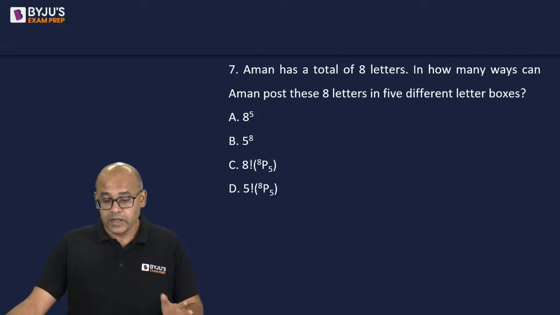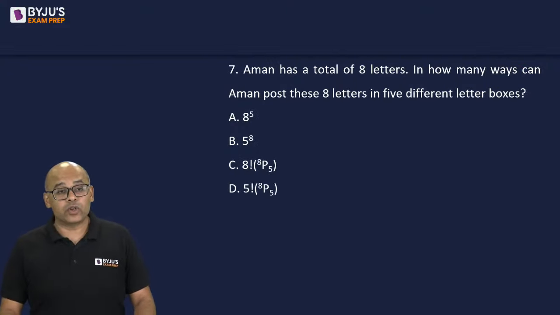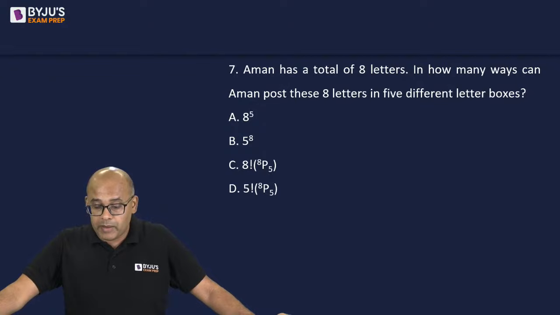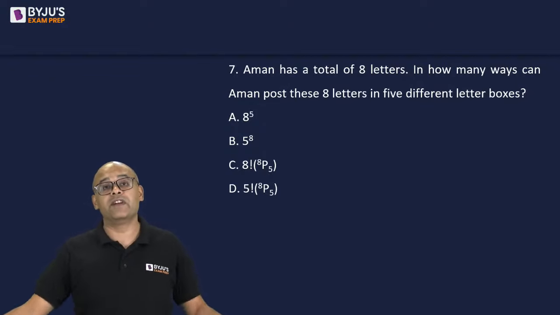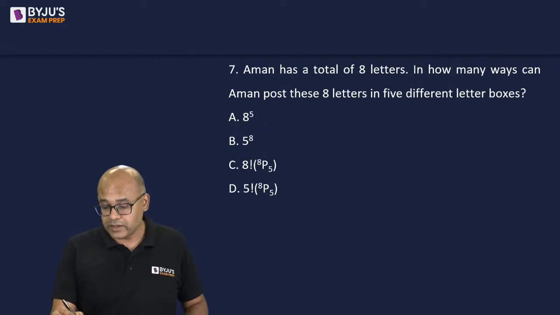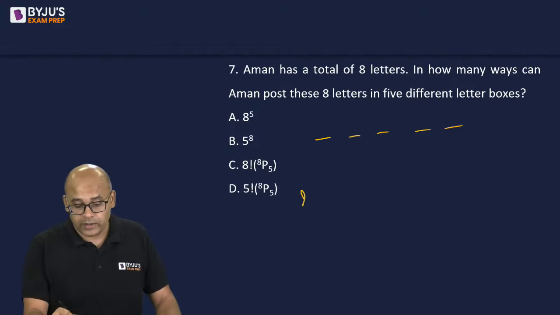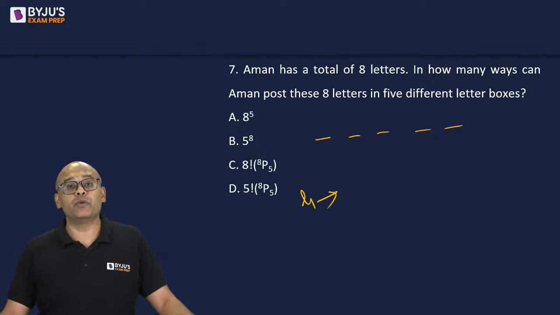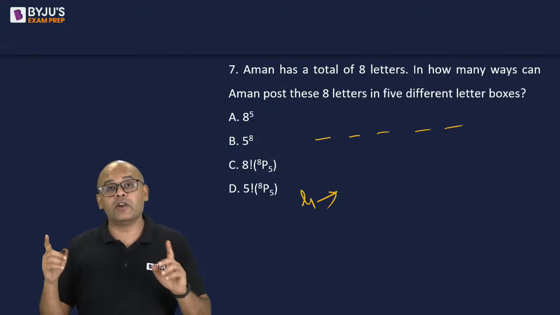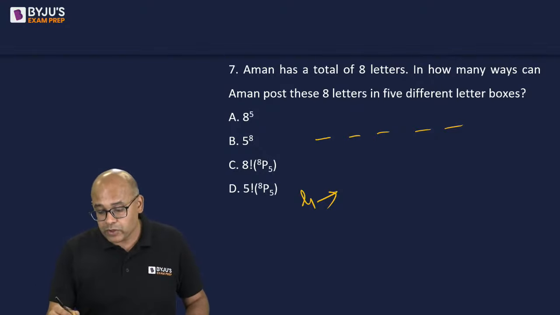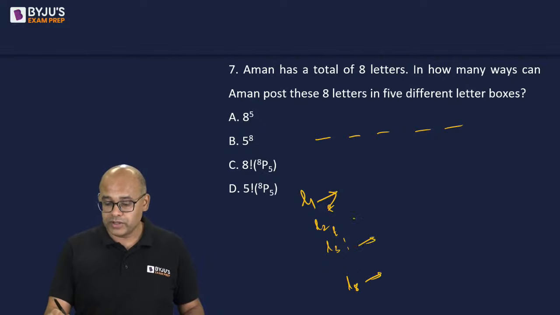Okay. Take a look at this. Aman has a total of 8 letters. In how many ways can Aman post these 8 letters in 5 different letter boxes? So look at it. There are 5 boxes, 1, 2, 3, 4, 5. Aman takes letter 1. How many ways can he post it, guys? Remember, what is your task? Your task is letter 1 should be posted, and letter 2 should be posted, and letter 3 should be posted, and so on up to letter 8. All of them should be posted.